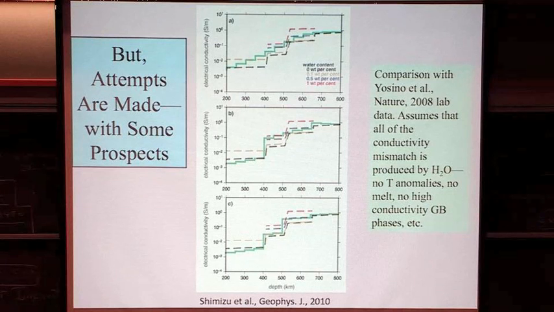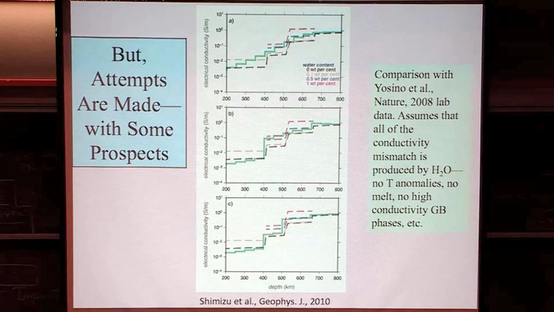A couple of these have discontinuities at 400. And you can loosely see that the black line, which is 0 weight percent, does tend to fall below the observational conductivity profile. And if one is very generous and looks at this carefully, one would say that loosely you get about 0.5 weight percent as the closest match.